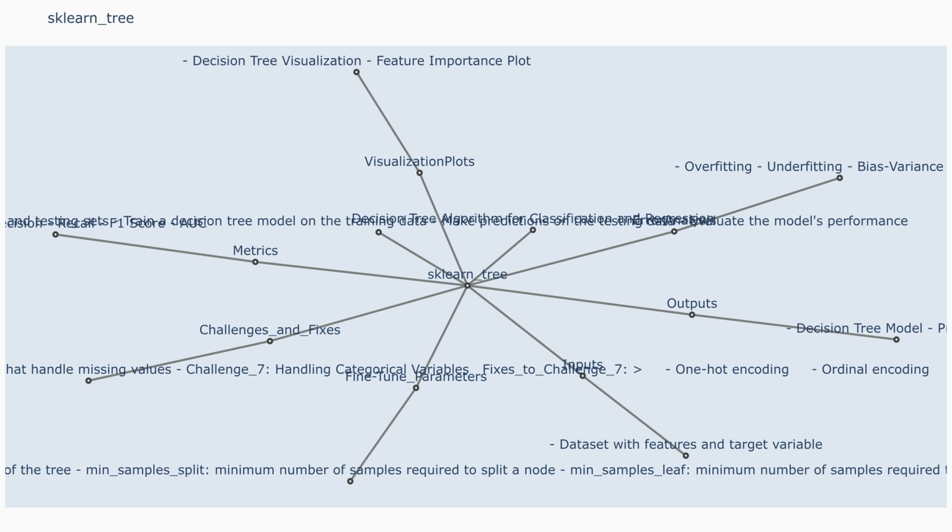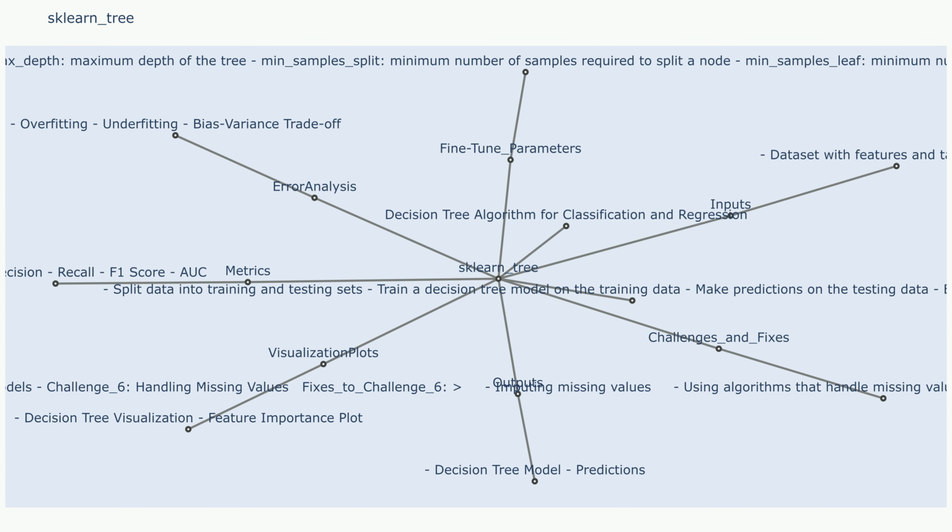sklearn.tree. Description. Decision trees are a powerful machine learning algorithm used for both classification and regression tasks. They create a tree-like structure where each internal node represents a feature or attribute of the data, and each branch represents a possible value of that feature. The tree is constructed in a top-down manner by recursively partitioning the data based on the most informative features. This process continues until the leaves of the tree are reached, which represent the final predictions.